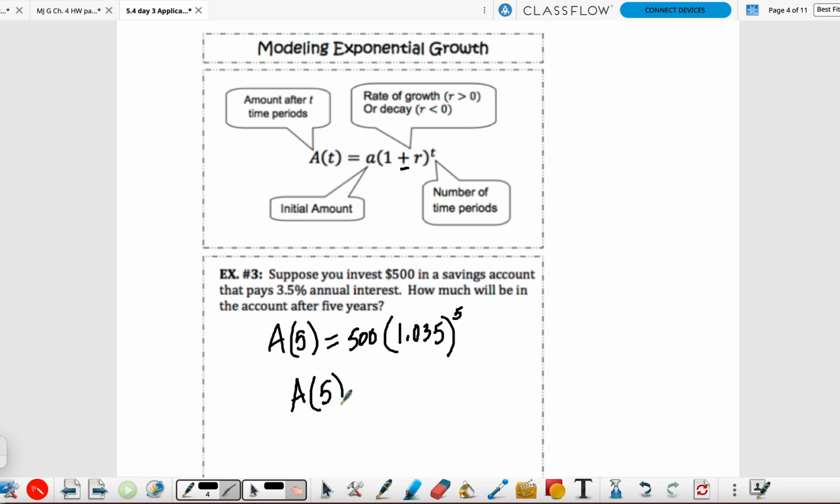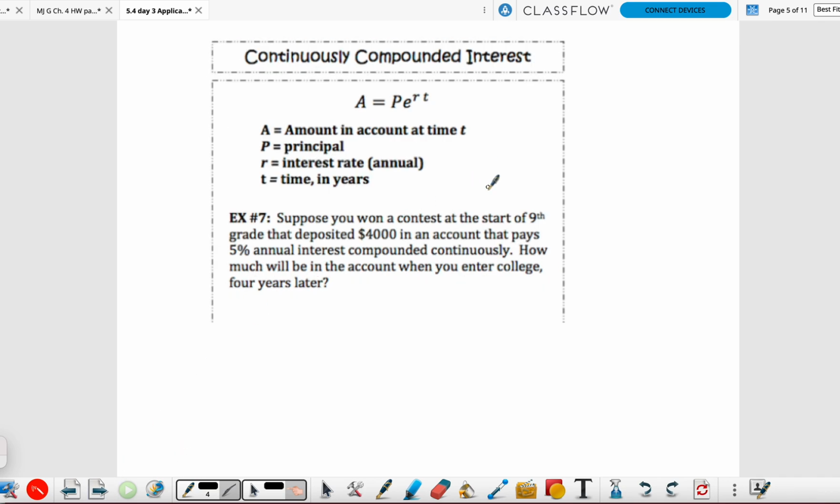So the amount in the account after 5 years is equal to whatever this is. So you can do this in a calculator. 500 times 1.035 to the power of 5 gives you 593.84. And that would be dollars. So turns out after just 5 years, you've almost gained an extra $100, which is a pretty good deal if you ask me. Let's look at another type of problem.